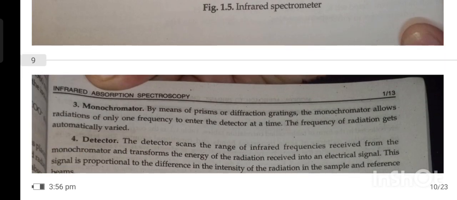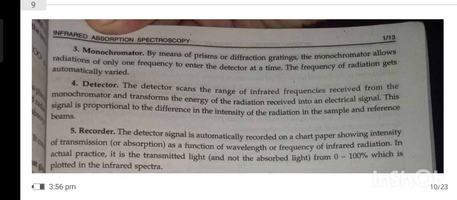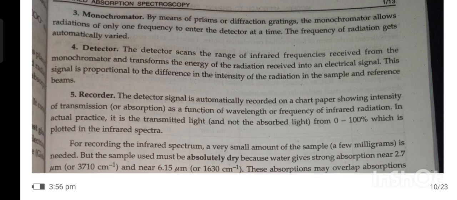Third, monochromator. By means of a prism or diffraction grating, the monochromator allows radiation of only one frequency to enter the detector at a time. The frequency of radiation gets automatically varied. Fourth, detector. The detector scans the range of IR frequency required from the monochromator and transforms the energy of radiation received into an electrical signal. This signal is proportional to the difference in the intensity of radiation in the sample and reference beam. Fifth, recorder. The signal is automatically recorded on chart paper showing intensity of transmittance as a function of wavelength or frequency of infrared radiation.